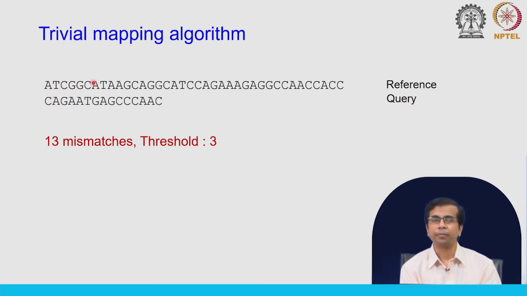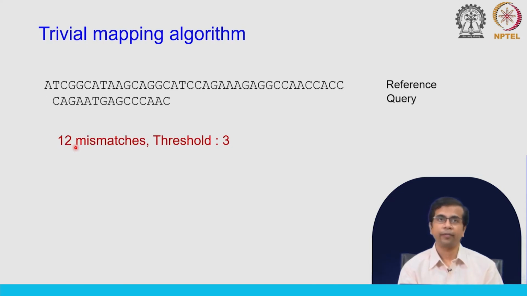The number of mismatches here is about 13 and we put the threshold at 3. Any position where you have fewer than 3 mismatches, we will say this is a good match, this is an alignment, and the read maps to this position. We can set these thresholds at different levels depending on the expected error rate in our sequencing data. Here you clearly have more mismatches than the threshold, so we cannot say this is an alignment.